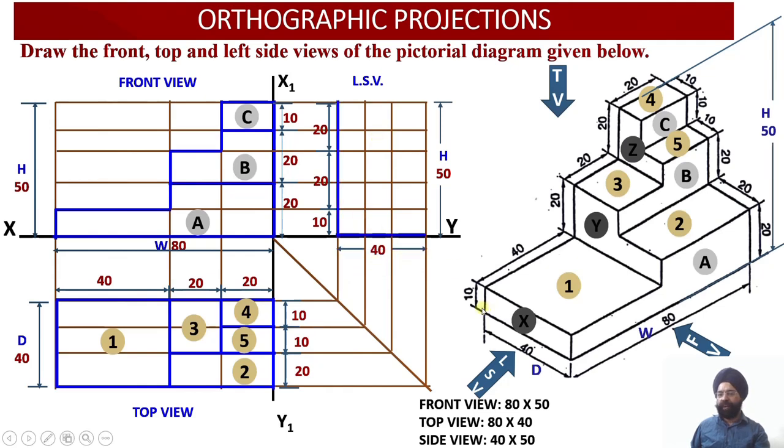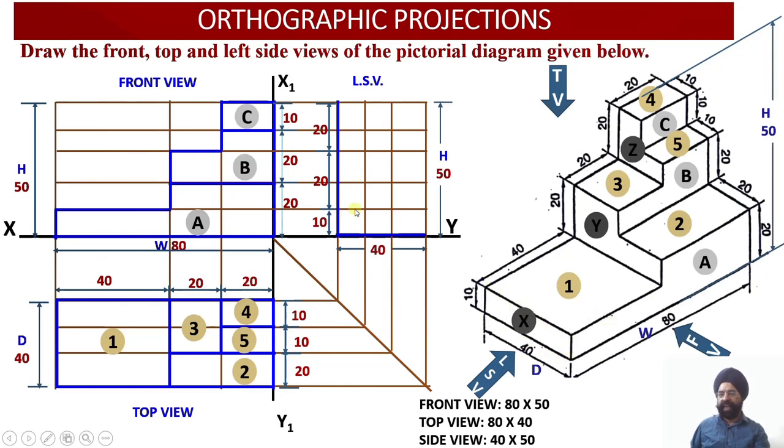So in the left side view, please check, I am looking from the left hand side. I have got 3 surfaces available with me: surface X, surface Y and surface Z over here. Surface X has dimensions 10 millimeter by 40 millimeter. This corresponds to the lower block of the solid over here.